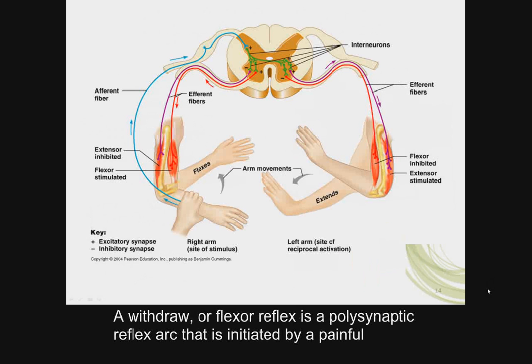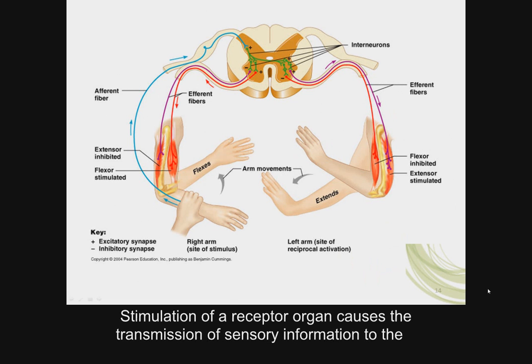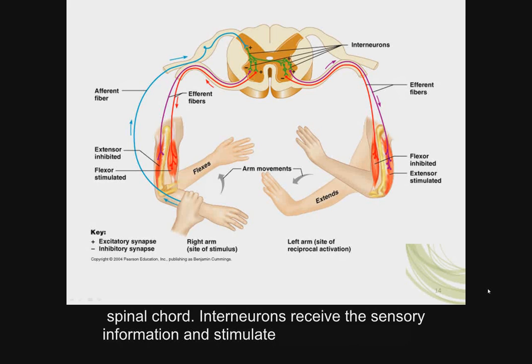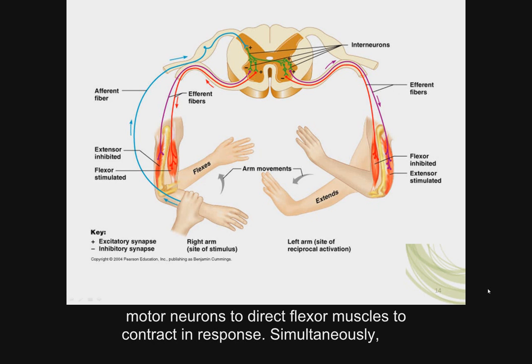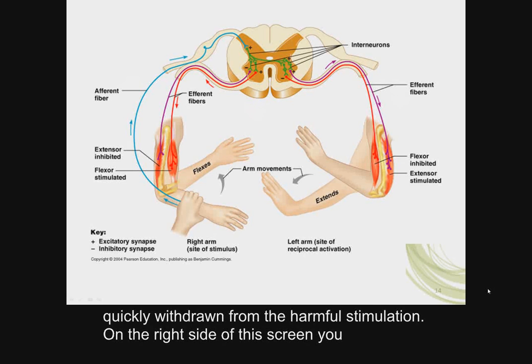A withdrawal or flexor reflex is a polysynaptic reflex arc that is initiated by a painful stimulus, such as touching something very hot or someone forcefully grabbing your arm. Stimulation of a receptor organ causes the transmission of sensory information to the spinal cord. Interneurons receive the sensory information and stimulate motor neurons to direct flexor muscles to contract in response. Simultaneously, antagonistic muscles are inhibited so that the traumatized body part may be quickly withdrawn from the harmful stimulation.